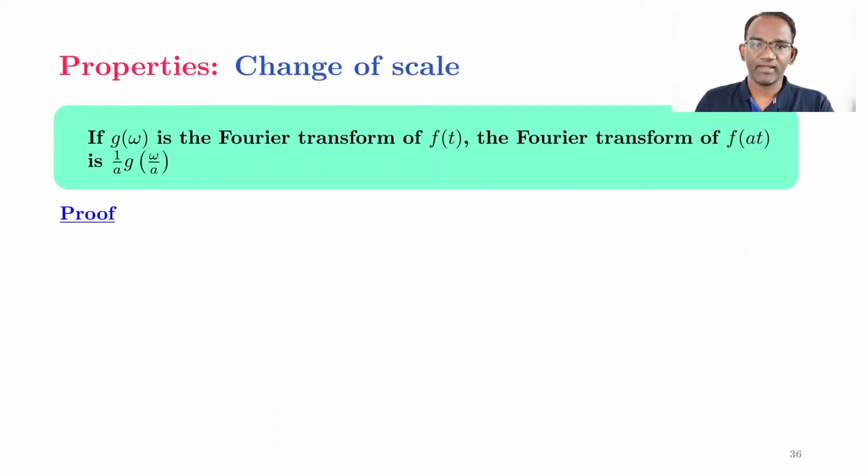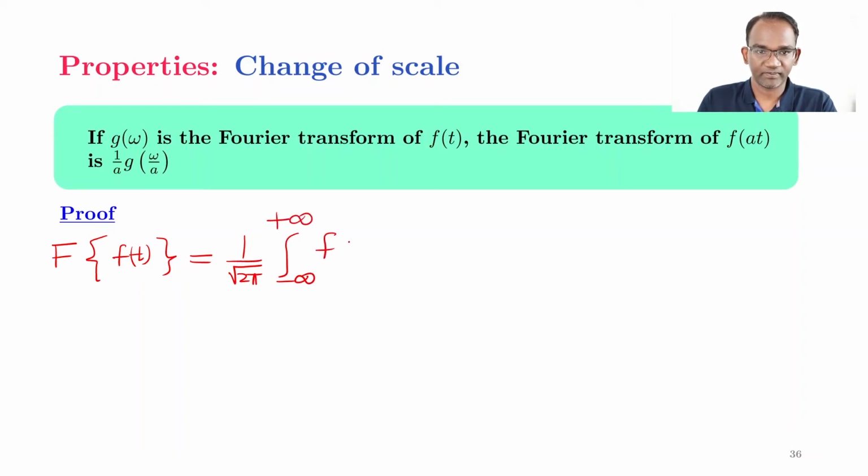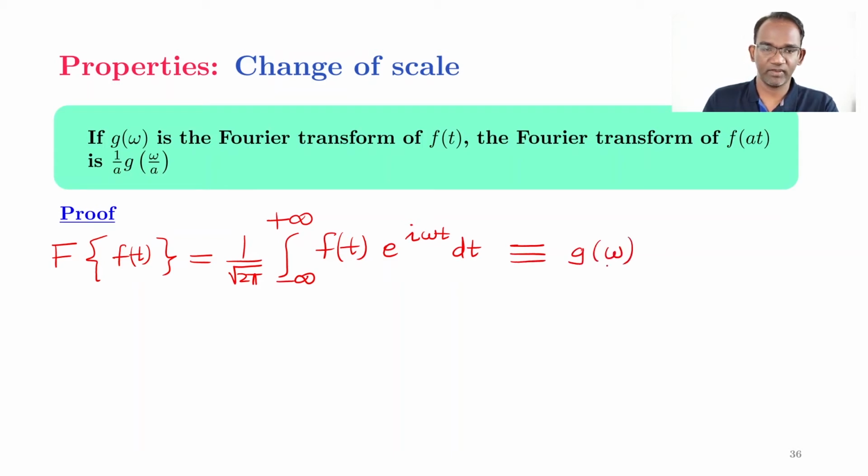Now the second property is change of scale. What it says is that if g(omega) is the Fourier transform of f(t), then the Fourier transform of f(at) is 1 over a times g(omega divided by a). Let us try to prove this. The Fourier transform of the function f(t) is equal to 1 over square root of 2 pi integral from minus infinity to plus infinity f(t) e raised to i omega t dt, and this is g(omega). So this was the definition of the Fourier transform.